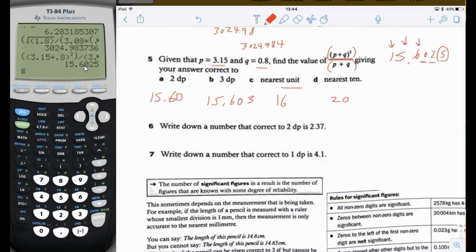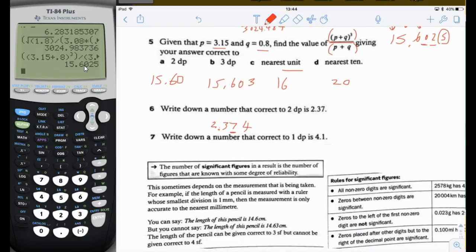Write down a number that, correct to two decimal places, is 2.37. Okay, so for example, 2.374, right? If we take 2.374 and write it correct to two decimal places, we would look at the 7 and just look at the 4 to make sure that we don't need to round the 7 up to an 8.